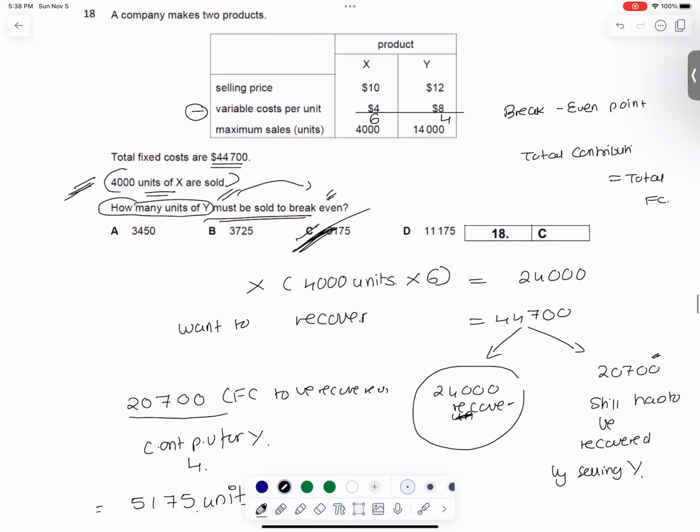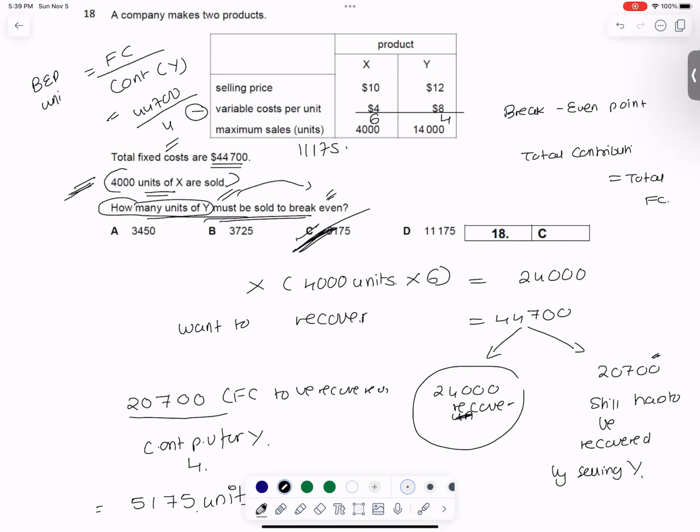So here, what people do is their obvious thing is they know the formula of break even point. So they will read this how many units of Y must be sold to break even. So they will say for break even point in units, the formula is fixed cost upon contribution per unit for Y. And they will directly do 44,700 divided by 4. And they will get an answer of 11,175.